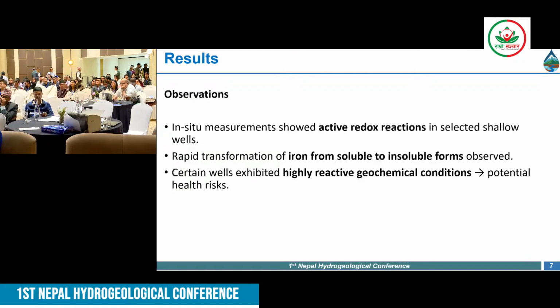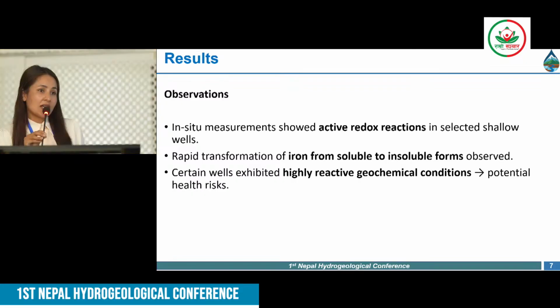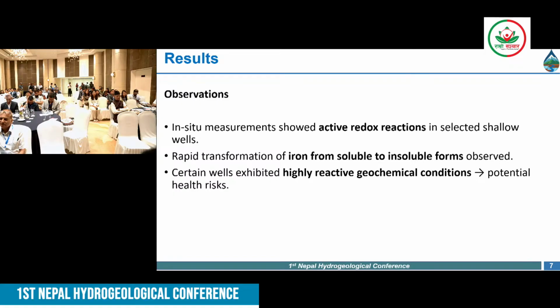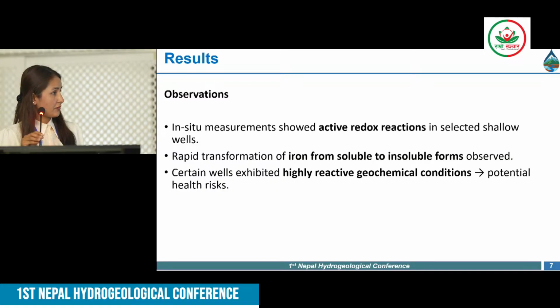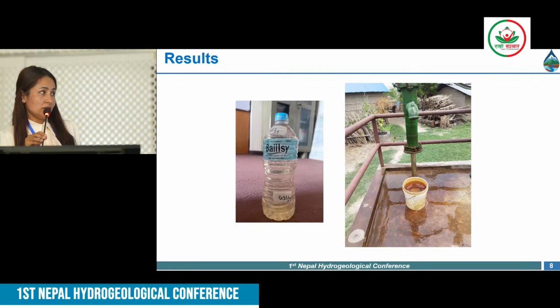The key observation of the study was that in situ measurements showed active redox reactions. Rapid transformation of iron was observed in the samples after sampling. The color has changed, which is the key observation of this study. Certain wells exhibited highly reactive geochemical conditions that are associated with health risks for both humans and animals. This is the key observation.